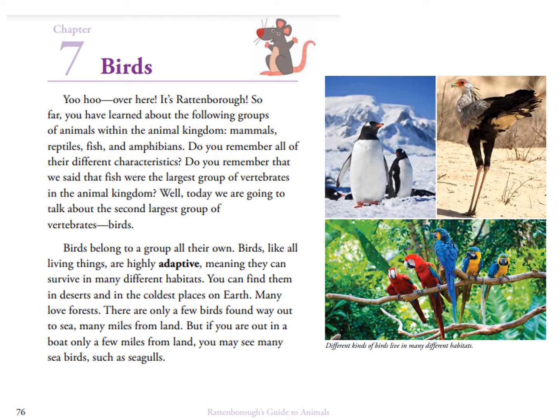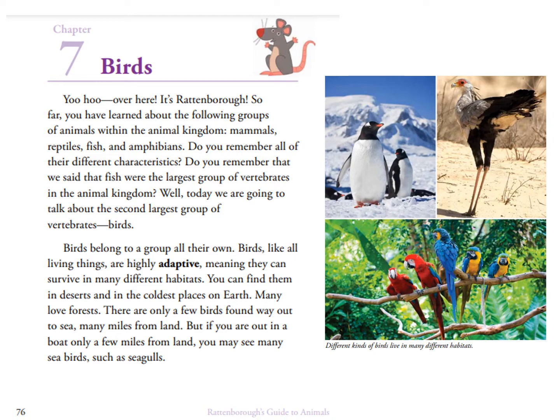Chapter 7, Birds. Yoo-hoo! Over here, it's Rattenborough. So far you have learned about the following groups of animals within the animal kingdom: mammals, reptiles, fish, and amphibians. Do you remember all their different characteristics? Do you remember that we said that fish were the largest group of vertebrates in the animal kingdom? Well, today we are going to talk about the second largest group of vertebrates, birds.